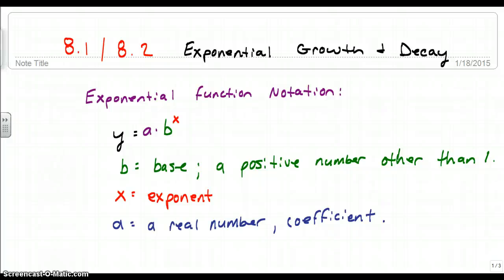Chapter 8 talks about exponential functions and logarithmic functions in their real-world applications. This chapter is great for students to see where math is used in the real world. We're going to talk first about exponential growth and decay. Growth means it's going up, decay just means it's going down. And these functions are used every day in banking, car loans, home loans.